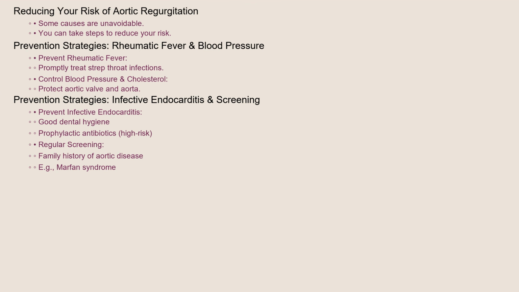While some causes of aortic regurgitation are unavoidable, there are steps you can take to reduce your risk. Preventing rheumatic fever through prompt treatment of strep throat infections is crucial. Controlling high blood pressure and cholesterol levels can help protect the aortic valve and aorta. Preventing infective endocarditis through good dental hygiene and prophylactic antibiotics before certain medical or dental procedures in high-risk individuals is also important. Individuals with a family history of aortic disease, such as Marfan syndrome, should undergo regular screening.